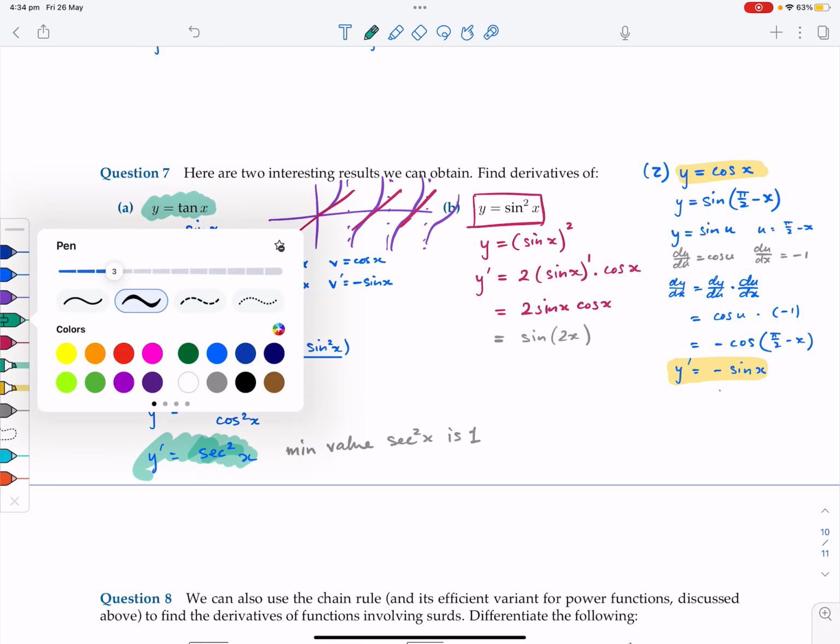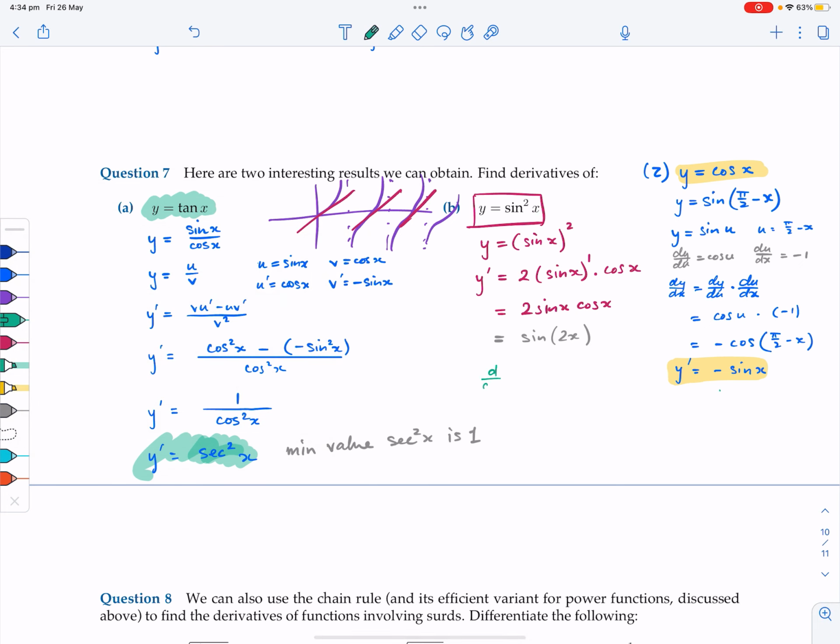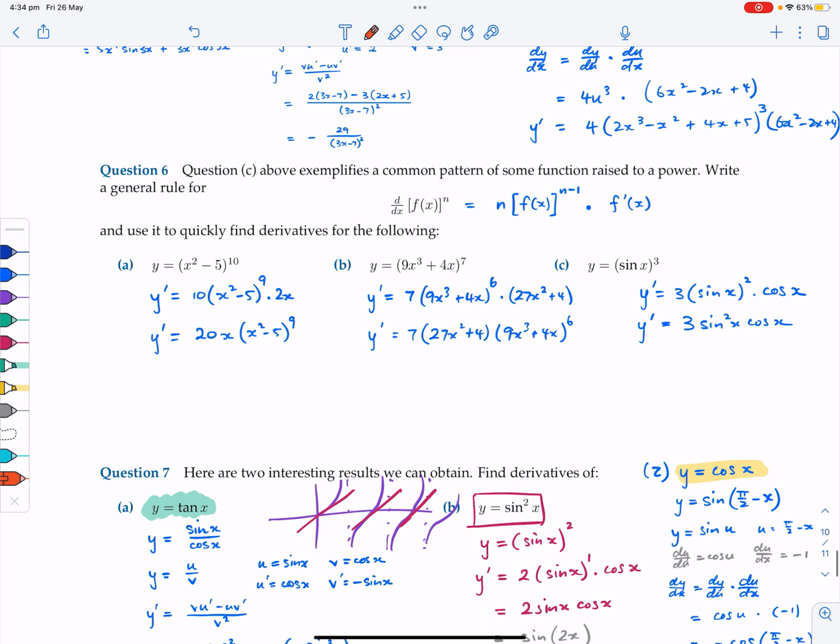Now I'm just going to write this down. The derivative of sine squared x is sine 2x. Now that looks like it could be a pattern, that maybe the derivative of sine cubed x is sine 3x, but that's not true. We found the derivative of sine cubed x here, and it wasn't sine 3x. So this first one here is just an interesting coincidence.